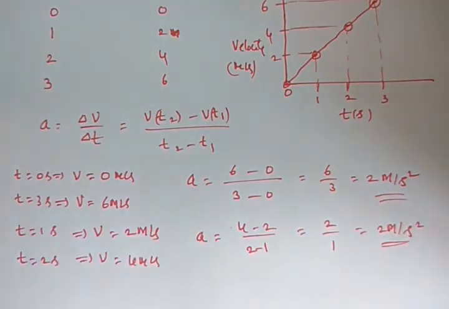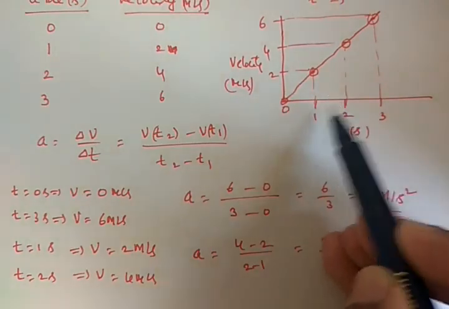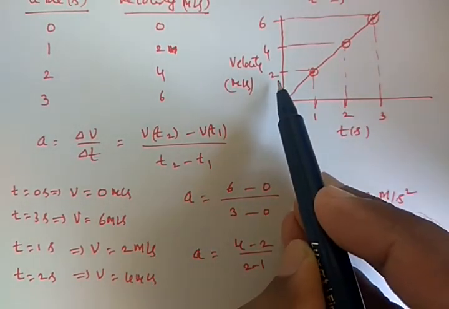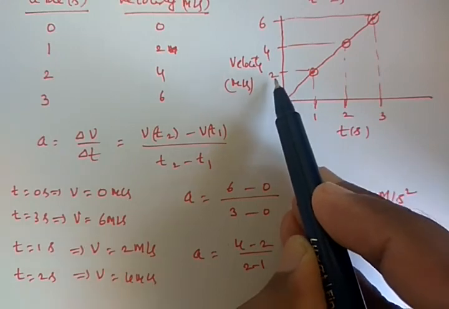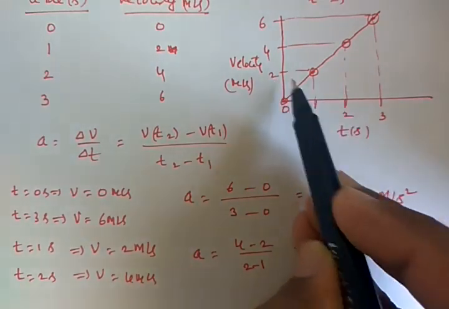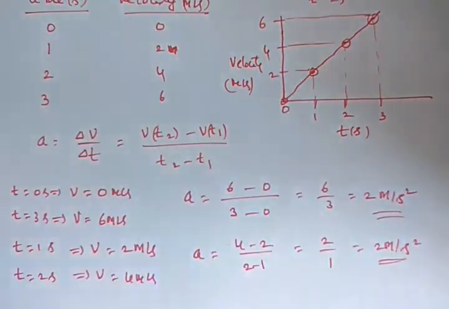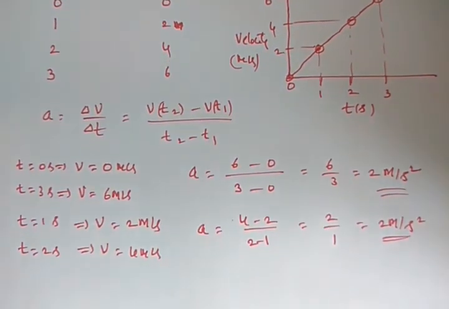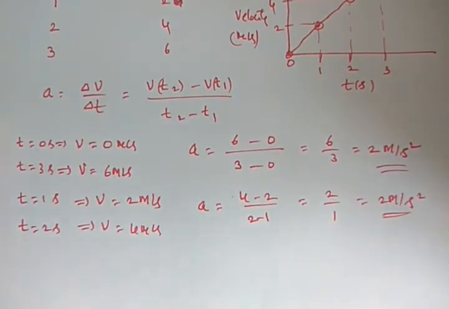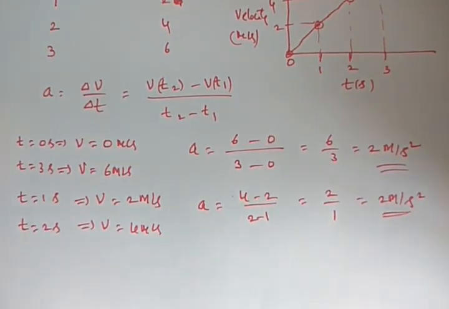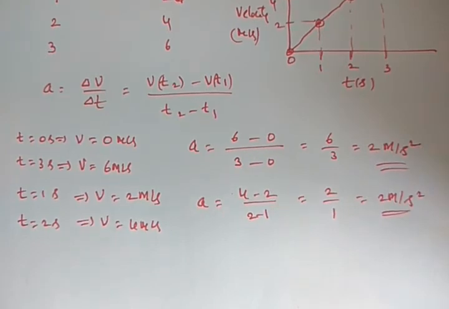Acceleration is constant, whatever the time interval, because the body is moving with constant acceleration. It means the change in velocity of the body is the same in all intervals. For example, from 0 to 1, the change in velocity is 2, and when you go from there to the next point, again there is a change in velocity of 2 meter per second, and so on. So this is constant acceleration. Whenever a body is moving with constant acceleration, your acceleration will be constant whatever the time interval.